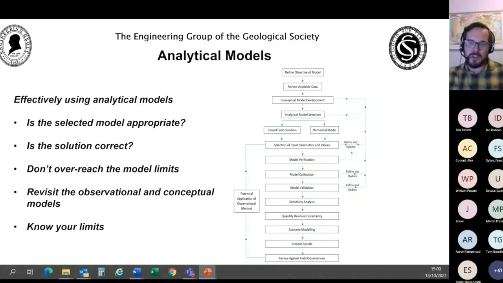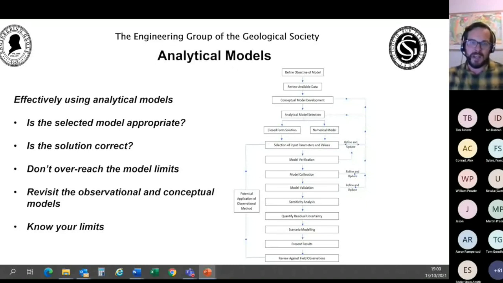Models have many non-unique solutions, which is to say that they can produce the same answer with different inputs, and it's up to us as practitioners to ensure the models are representative of the conceptual and observational models that underpin them. Analytical models may be mathematically correct, but geologically incoherent.